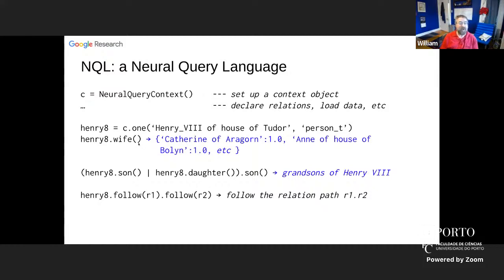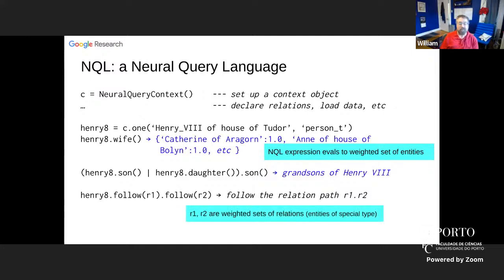And then if I want to take that singleton set and do the equivalent of passing it through a wife predicate, I can do that with this syntax, and that gives me another weighted set. As you may remember, Henry VIII had 6 wives, so that would be the output of that set. And you can do other more complicated things. This formula is the grandsons of Henry VIII. All these expressions always evaluate to a weighted set of entities, and every expression is basically describing a message passing operation.